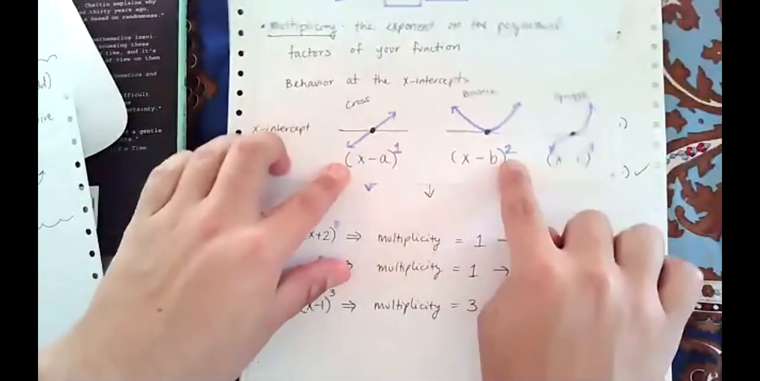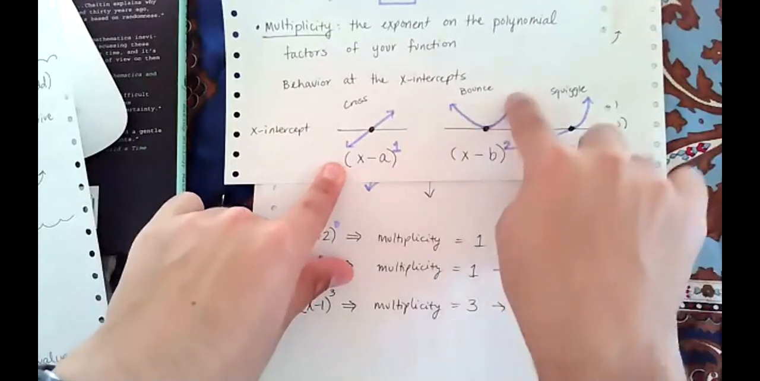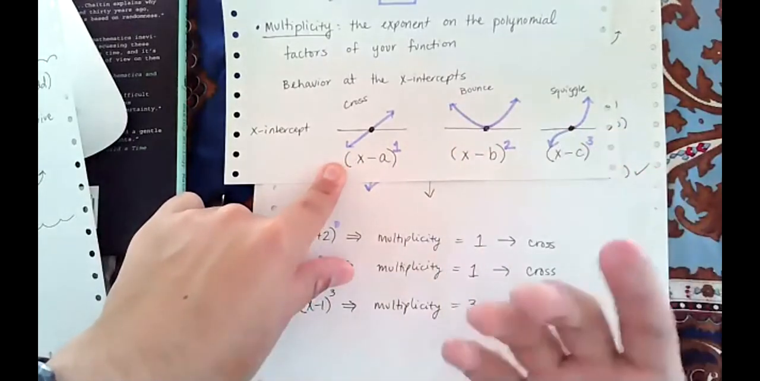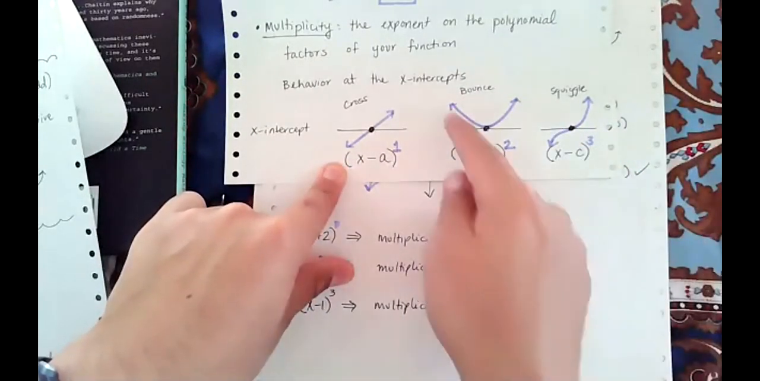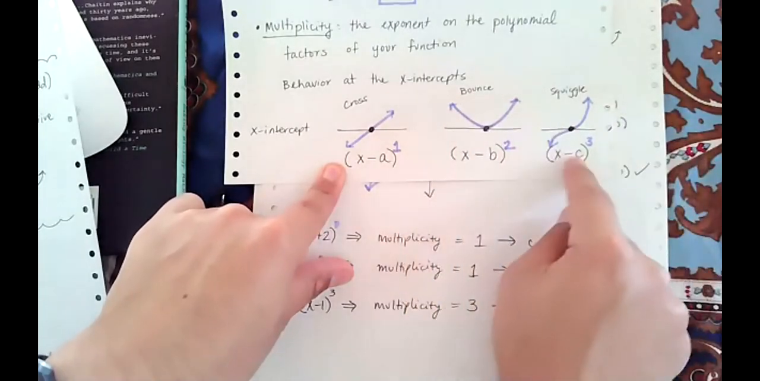Those are really the only types of multiplicities that you guys are going to see. Because if I had x to the fourth power here, it would still look like a bounce. Just like when we studied polynomial functions, the even ones look U-shaped, the odd ones look squiggly.